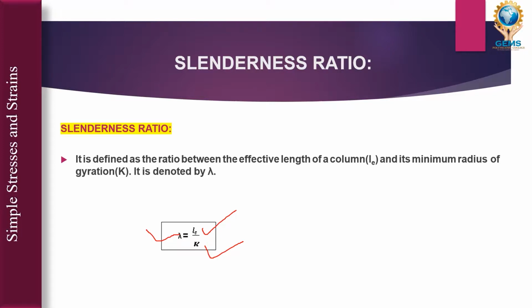So what is slenderness ratio? Slenderness ratio is the ratio between the effective length of the column and its minimum radius of gyration k. That means lambda will be equal to LE divided by k. LE is effective length and k is radius of gyration.